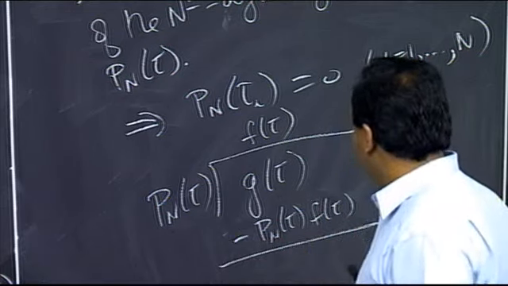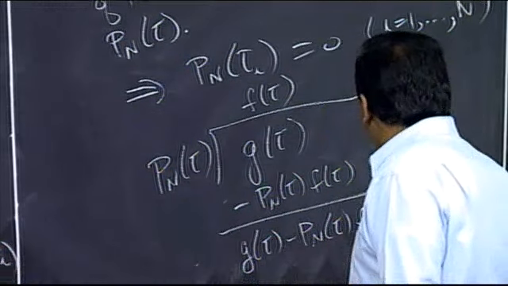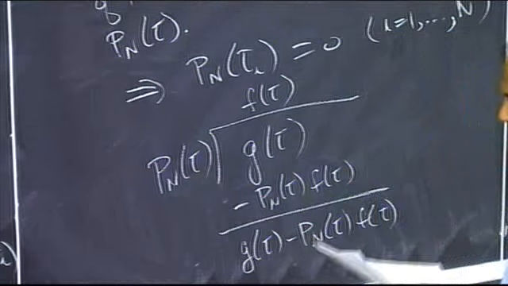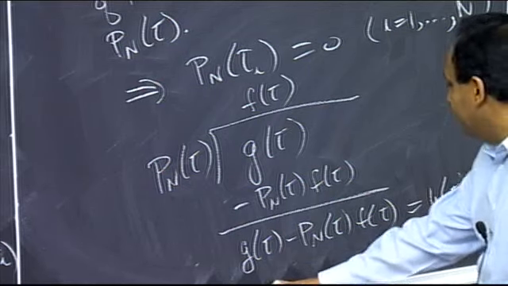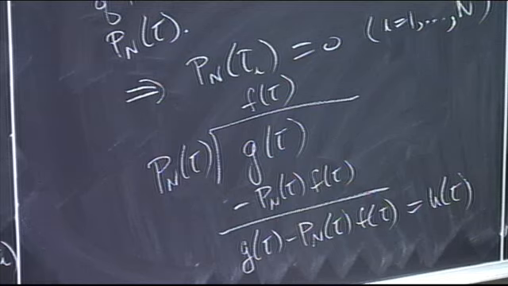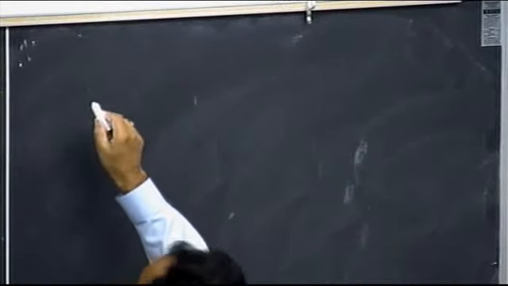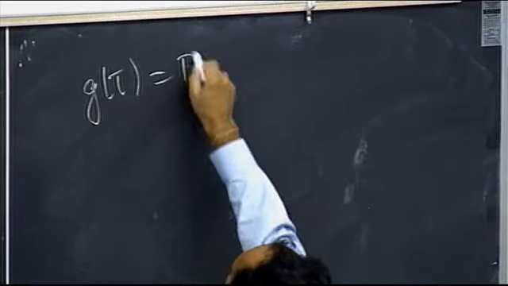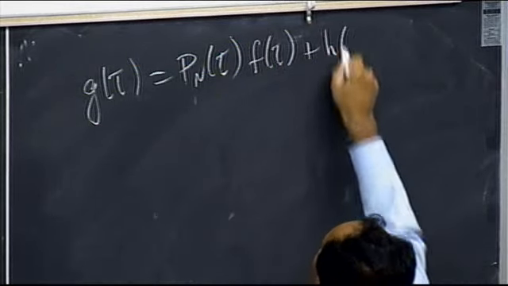And if I subtract, what do I get? I get g of tau minus Pn of tau times f of tau, right? And suppose I call that h of tau. So what you can see is, if I rearrange that, I've got a quotient and I've got a remainder. So what I can write is that g of tau is equal to Pn of tau times f of tau plus h of tau.